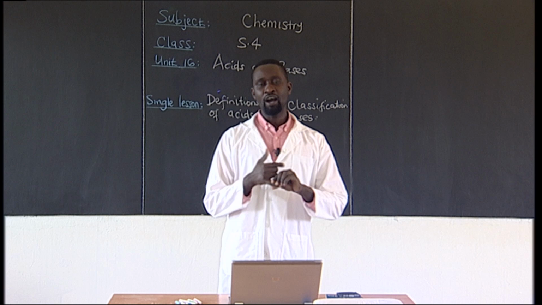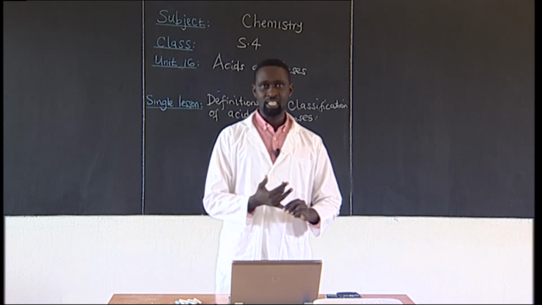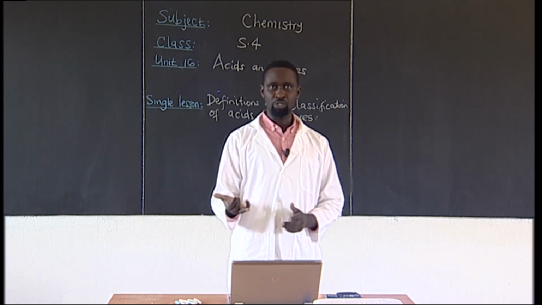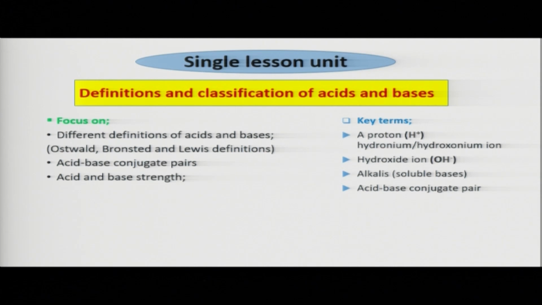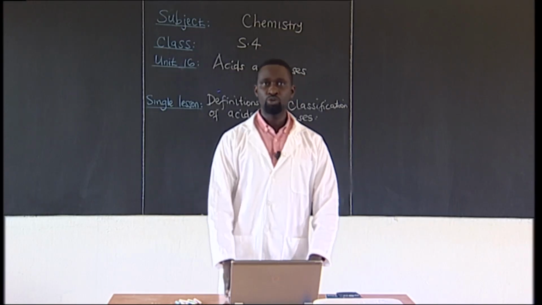So then we have hydroxide ion as a new term, or as a key term we shall use. Then we have alkalis. Basically, when we talk of bases, you can have insoluble bases or soluble bases. If the base can dissolve in water, then that is called an alkali. Then we end up with acid-base conjugate pairs. These are the key terms we shall continuously be using.